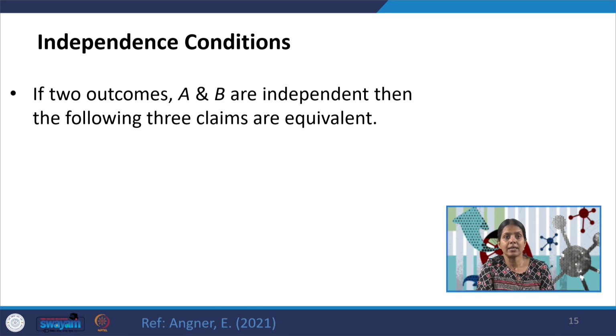Now, we talk about independence conditions. If two outcomes A and B are independent, then the following three claims are equivalent. So, this is just an elaboration of the independence condition.